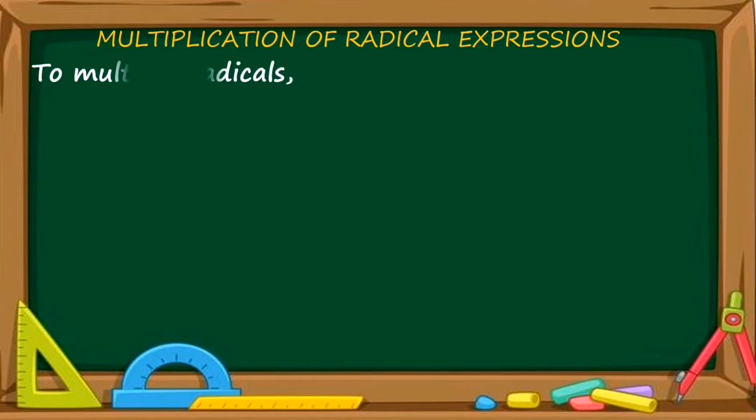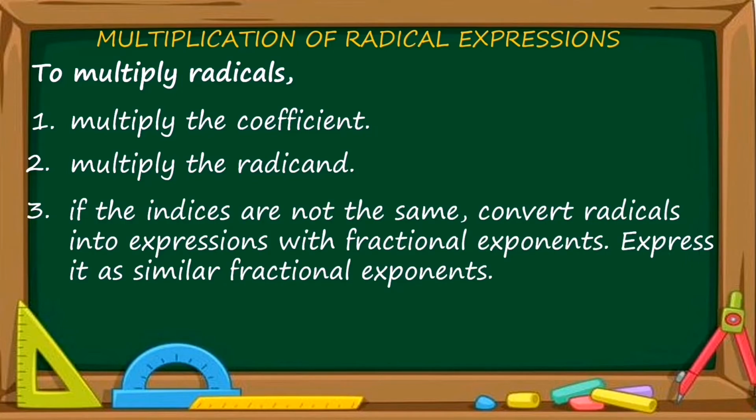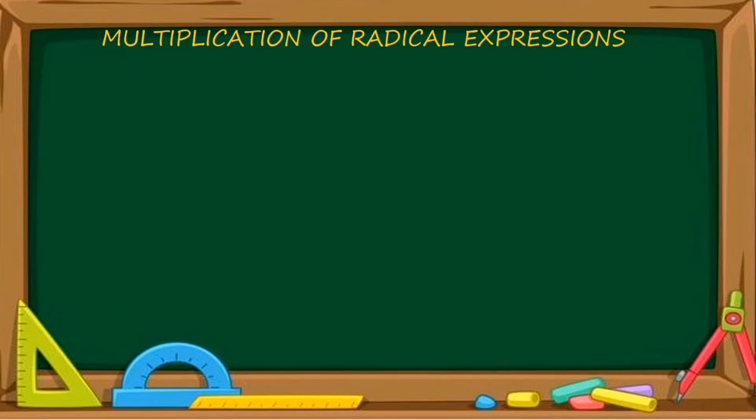To multiply radicals, it is suggested to follow these steps. First, multiply the coefficients. Next, multiply the radicands. If the indices are not the same, convert radicals into expressions with fractional exponents. Then express them with a similar fractional exponent. Lastly, simplify if possible. Now, let us multiply the following radical expressions.